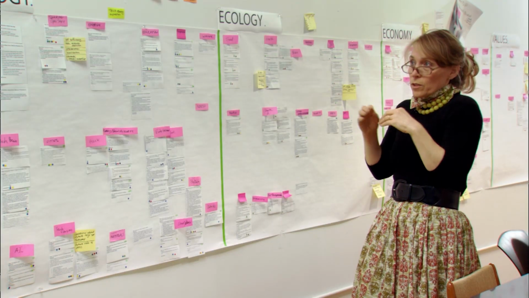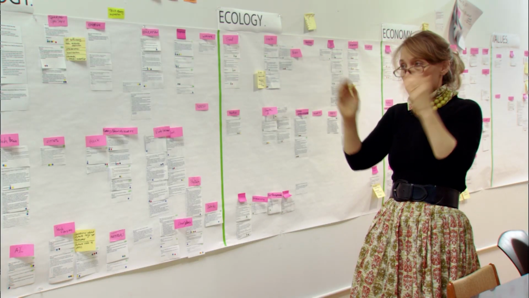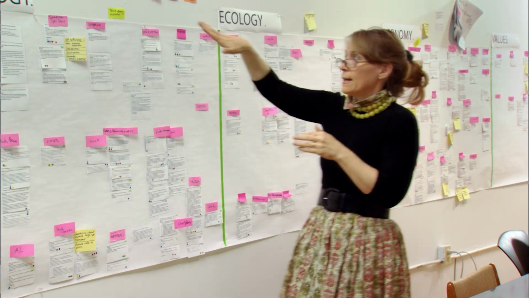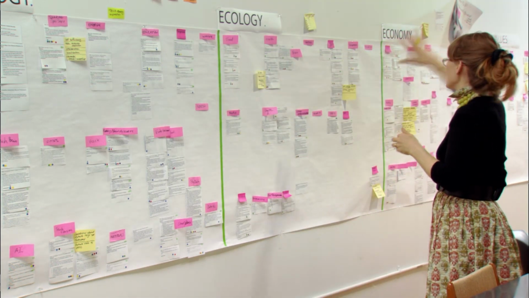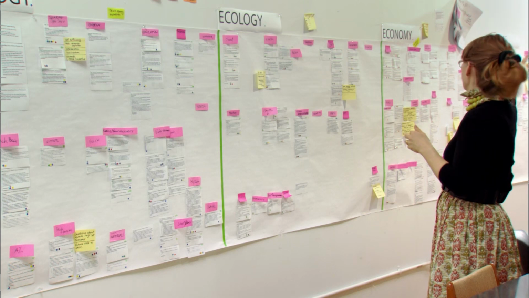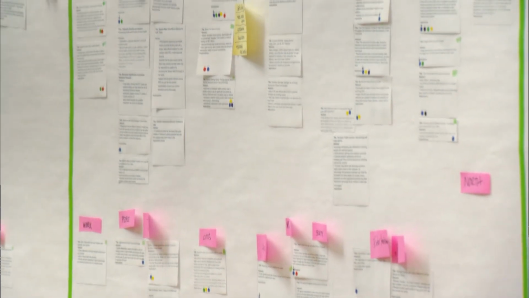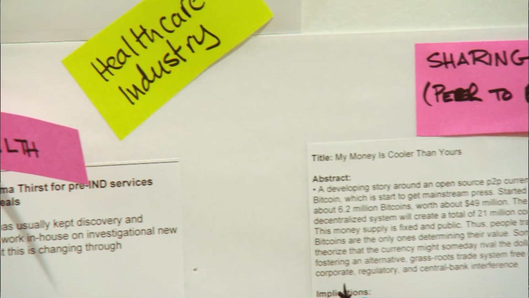A technique to make sure that you're getting broad enough information is to divide it into these broad categories: society, technology, ecology, economy, politics, and values. It's just a whole environment of visual capture.